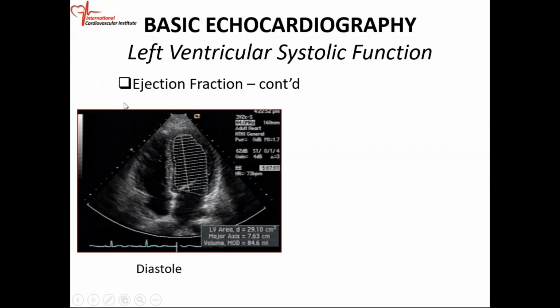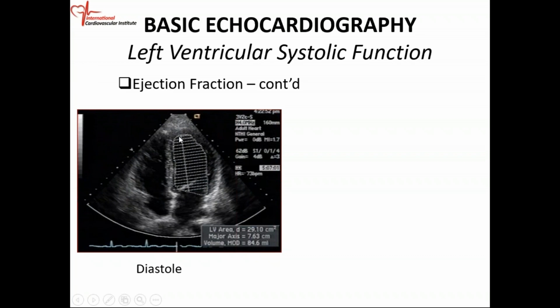So again, at the end of diastole, because the mitral valve is open, you do planimetry of the endocardial border, and then you drop a perpendicular from the apex. The computer will divide the LV cavity into these little discs, and it will give it a volume. This is the volume. So the volume the computer calculates is 84.6 mLs. It will divide it into these little discs.